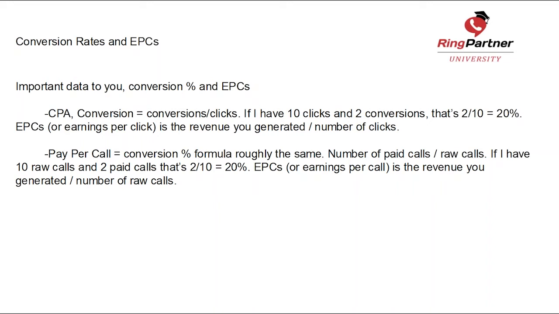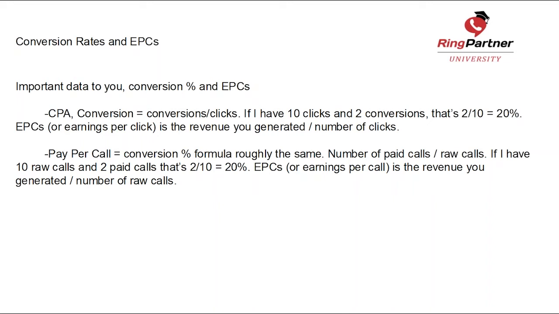EPCs, or earnings per click, is the revenue you've generated divided by the number of clicks, and that actually is probably a better indicator of performance compared to just conversion rates. Higher paying offers will have lower conversion rates, but much higher EPCs. And that's very important to you because you're going to be spending money bidding on keywords. You're going to be spending resources and time making landing pages and all that creative stuff. So it's good to look at both indicators for performance and make a decision.